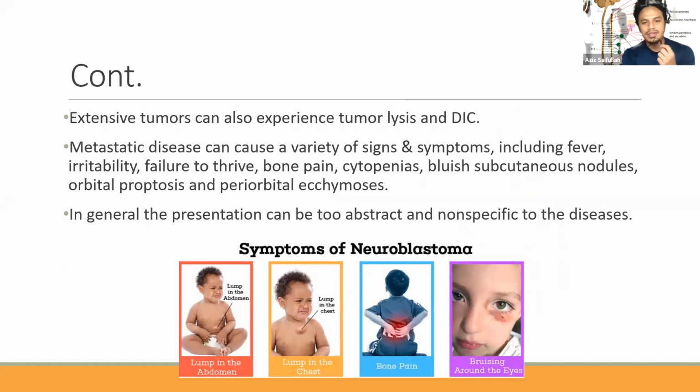The metastatic disease can cause a variety of signs and symptoms, basically as a result of the presence of chemokines in the systemic circulation, that can lead to the patient presenting with fever, irritability, failure to thrive, bone pain in case of any bone metastasis, blue subcutaneous nodules, orbital proptosis, and periorbital ecchymosis that have been mentioned before, if there is metastasis to the base of the skull.